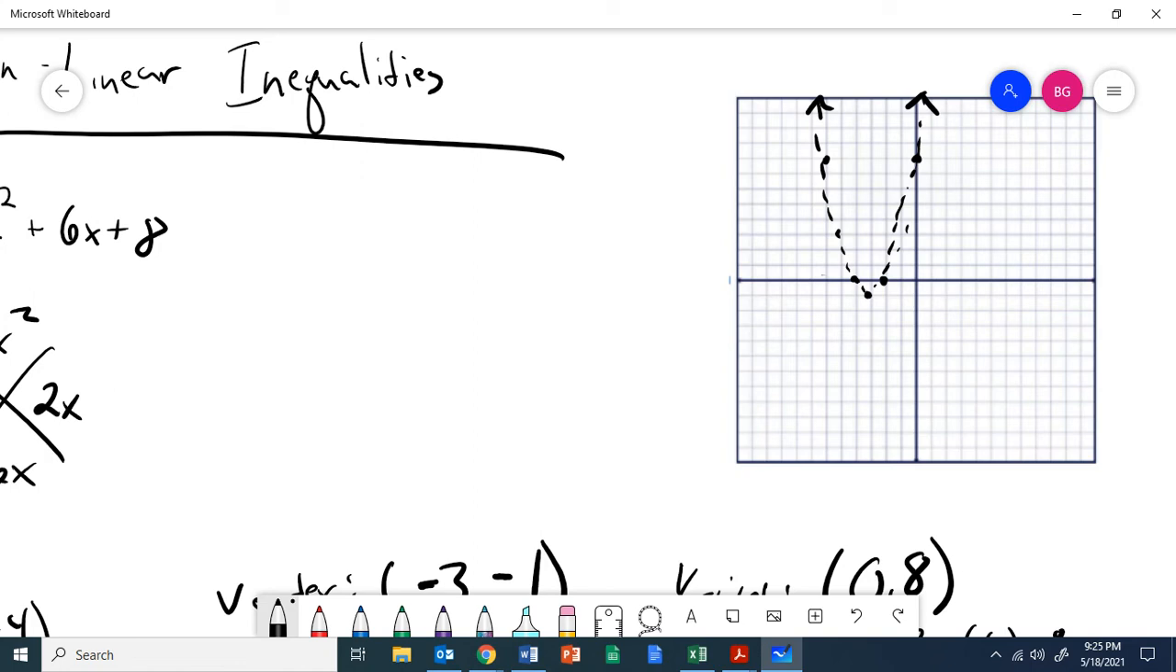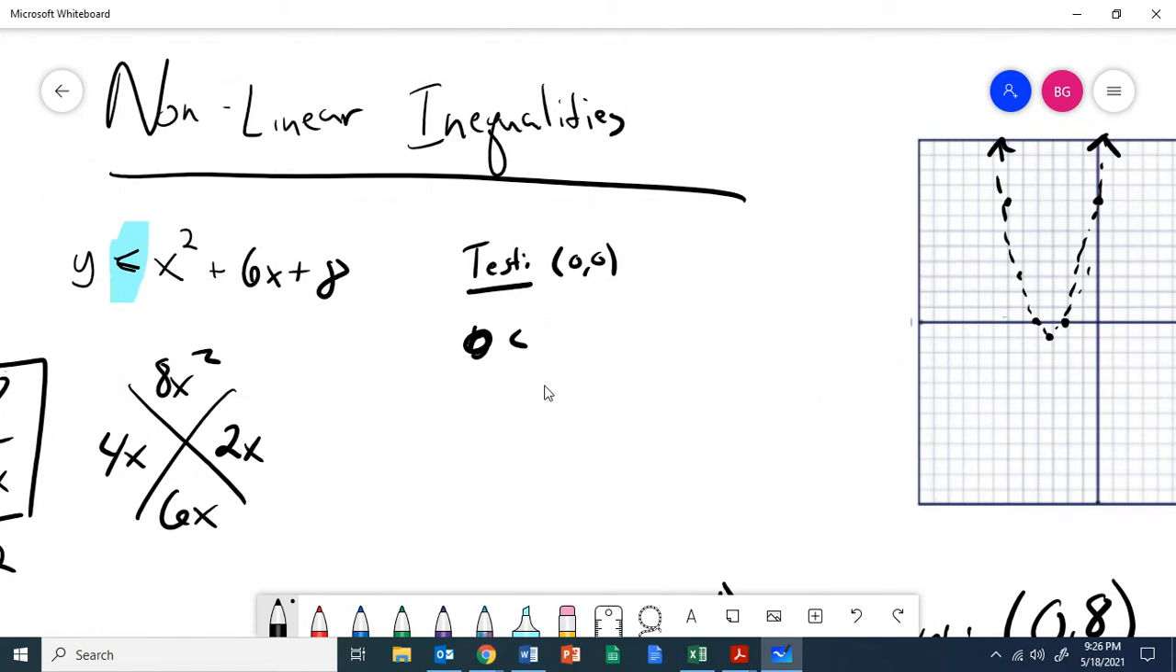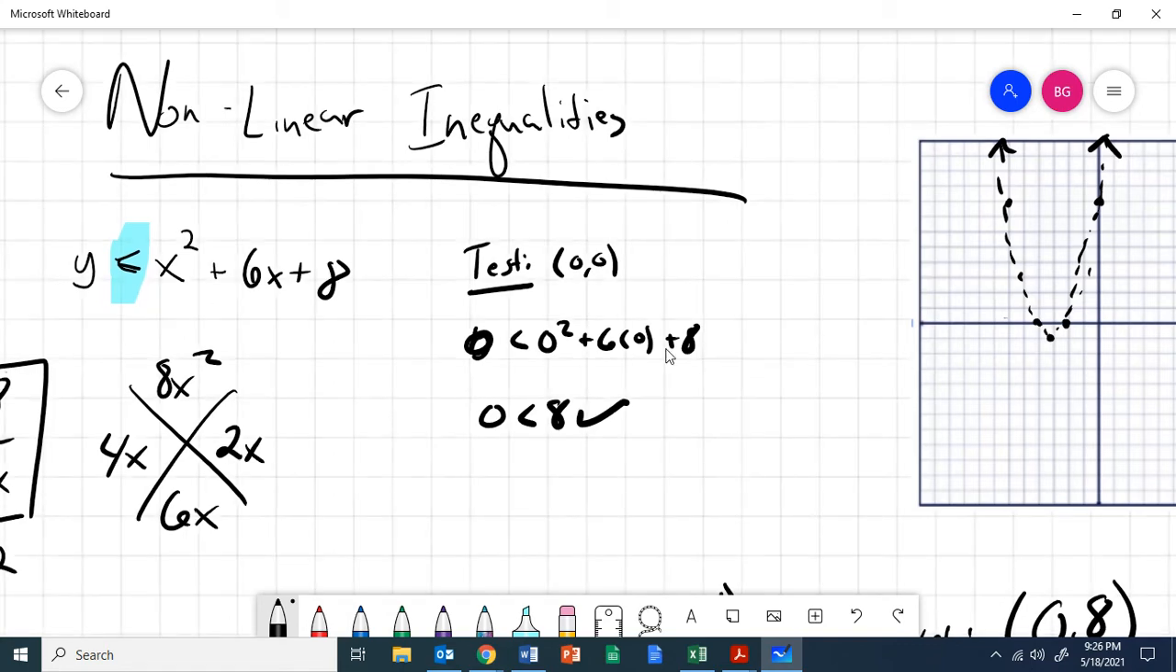Now, the last part is, remember, in inequality, you have to shade. So remember, how do you shade? Well, to shade, you're going to test a coordinate. And I would do the same thing. Test 0, 0 if you can. So I'm going to put that in there. I'm going to have y, which is 0, and we have less than, let me scroll back and make sure I get the right one. Less than 0 squared plus 6 times 0 plus 8. So we get 0 is less than 8, which is true. So I'm going to shade where 0, 0 is.